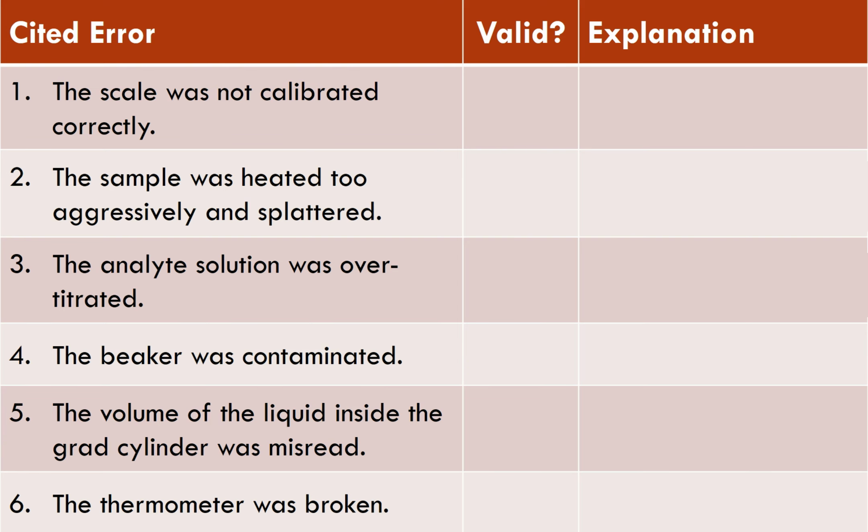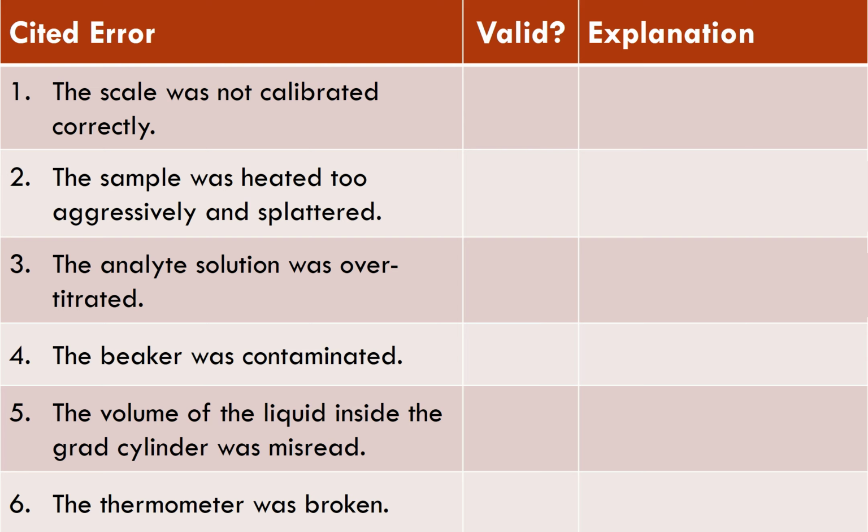I want to practice a little bit with this, as this is something that's often difficult for students to really grasp. So for the next 12 questions, you are given a cited error. Your job is to determine, is it valid, yes or no, and provide a few word explanation supporting your choice of whether it's valid or not. Pause the video, give these a try.